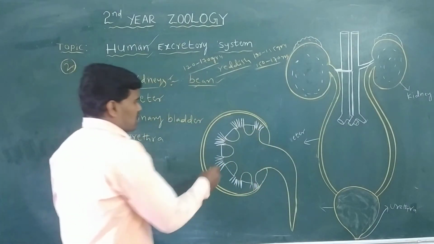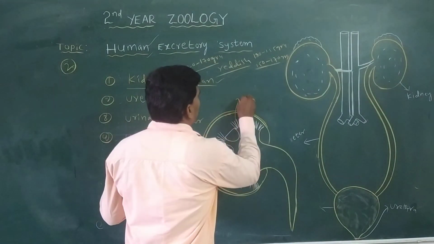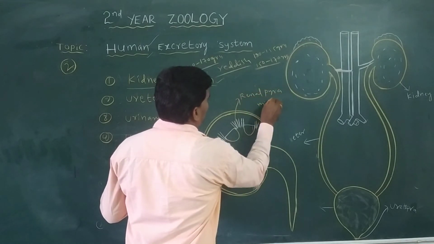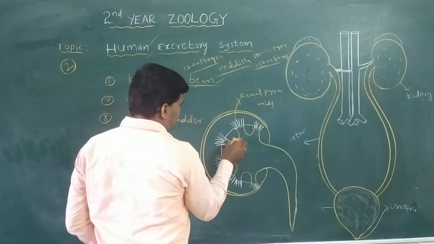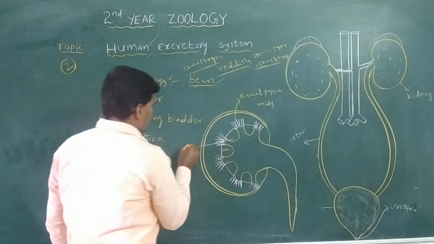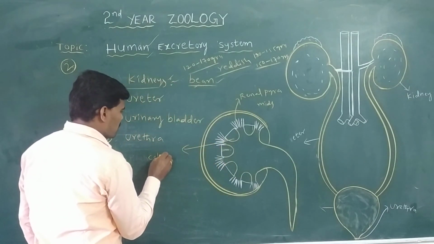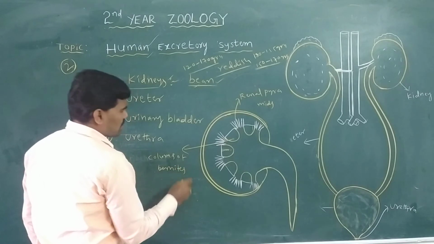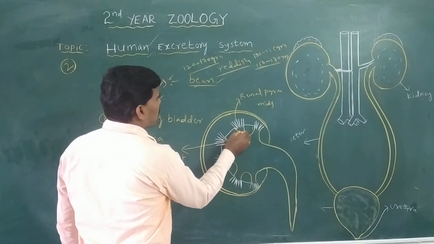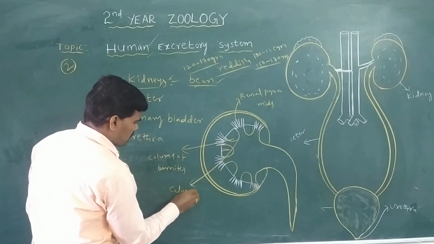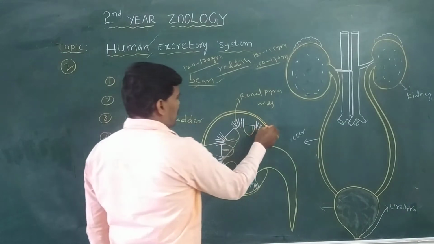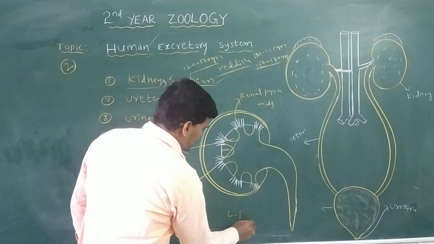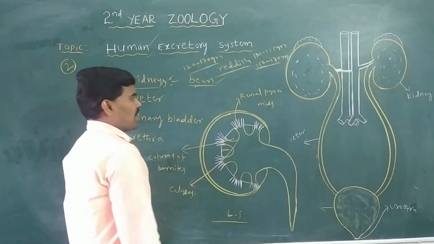Now see the renal pyramids, the columns of Bertini, the calyces. This is the internal structure of the kidney, the longitudinal section. LS of kidney means longitudinal section.